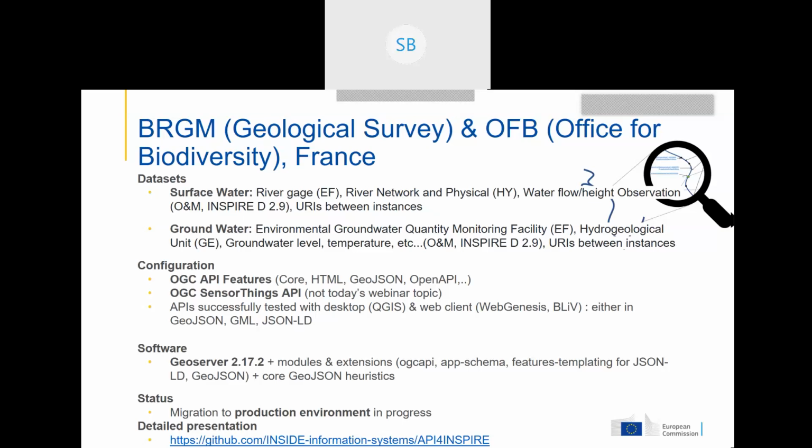That's OGC API, traditional app-schema, and a really recent but useful and really cool feature, templating, a community extension that allows something like what you see is what you get, JSON-LD, through a JSON configuration, and some JSON-LD heuristics that are in the core. We're migrating to a production environment, and I have much more detail on this page.